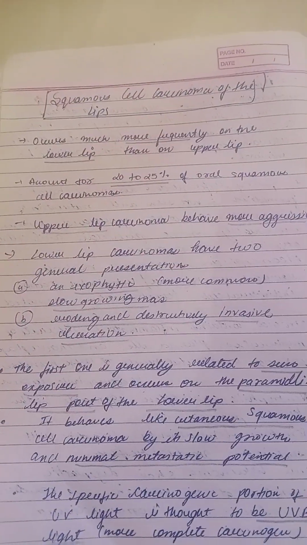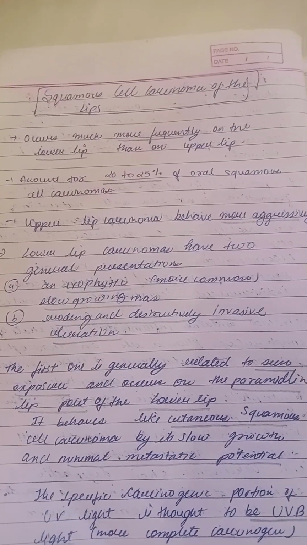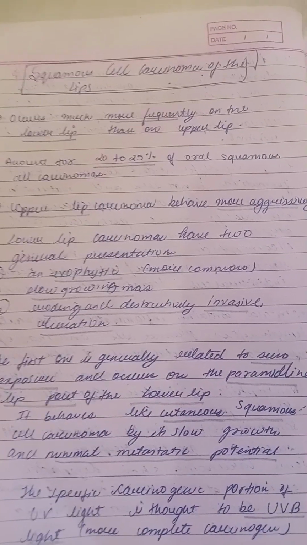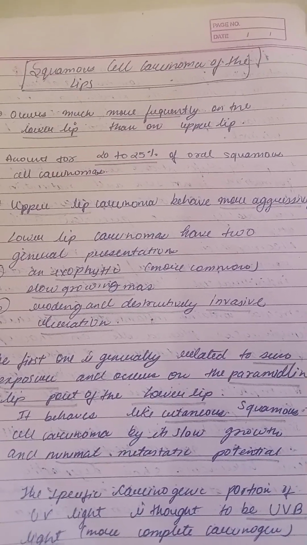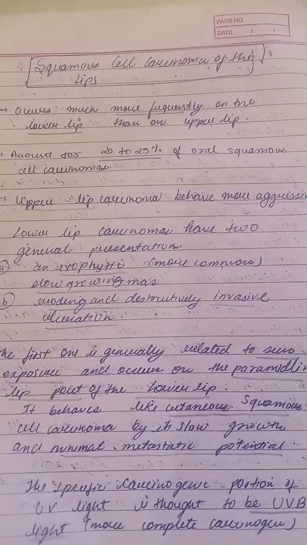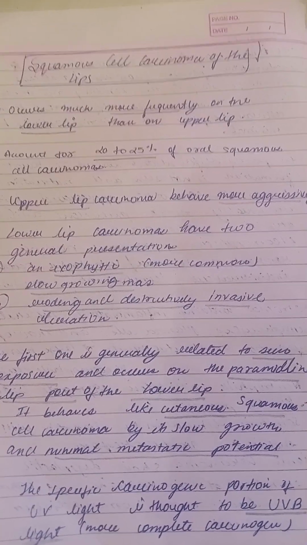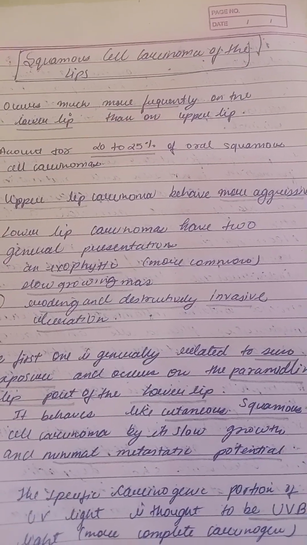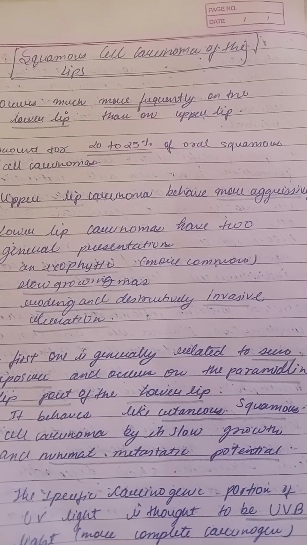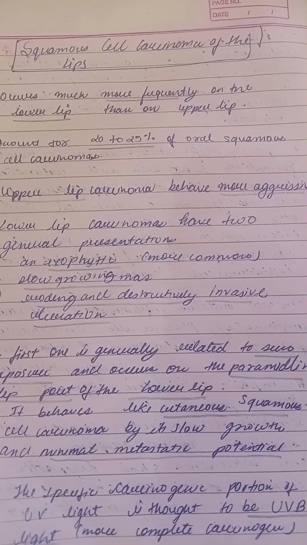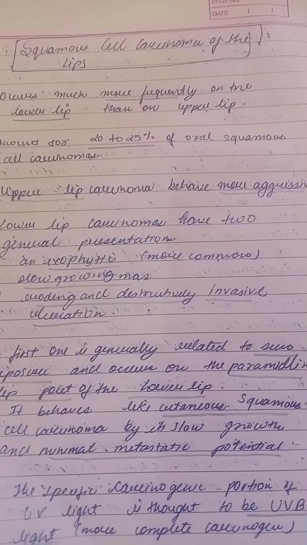Lower lip carcinoma has two general presentations. First is an exophytic growth, which is a slow growing mass, and this is more common. And second is eroding and destructive invasive ulceration. So two types are seen in the lower lip.